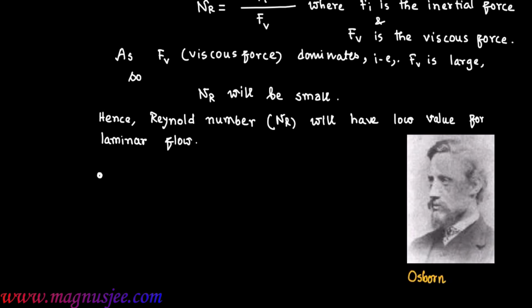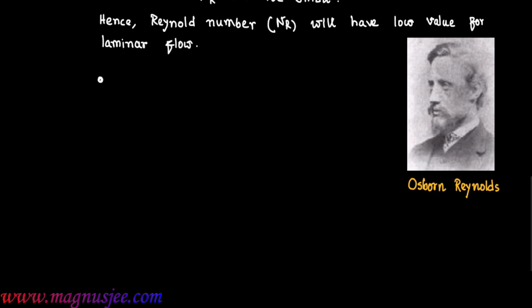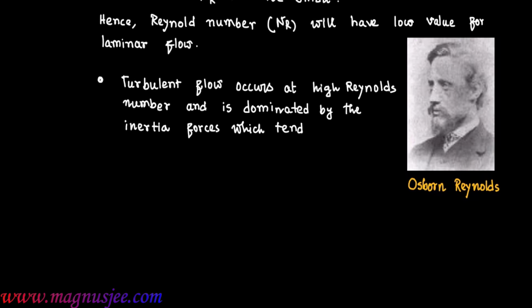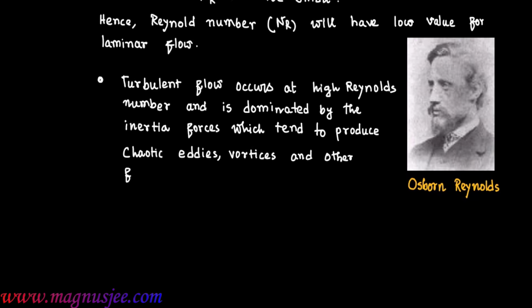This is the picture of Osborne Reynolds, who was a British physicist. According to Osborne Reynolds, turbulent flow occurs at high Reynolds number, and is dominated by the inertial forces, which tend to produce chaotic eddies, vortices, and other flow instabilities.